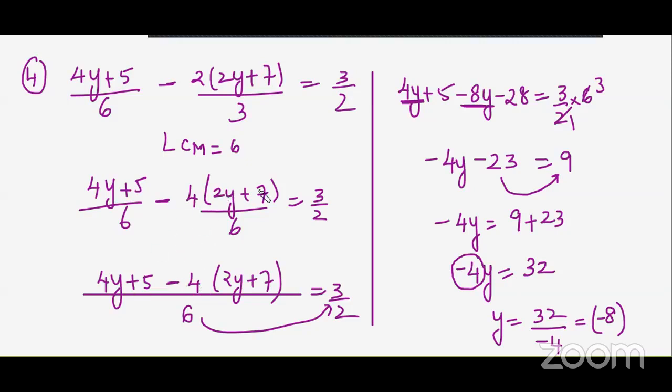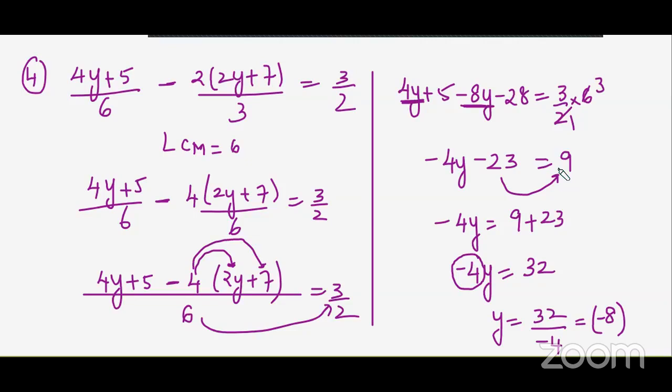Now, because 2 can divide the 6, I've simply shifted the 6 to the other side. And I've expanded the numerator. So it's 4y plus 5, as you can see here. Then minus 4 multiplied by 2, which is minus 8y, and minus 4 multiplied by 7, which is minus 28, equal to 3 divided by 2 multiplied by 6. You simplify, you get 9. Then you get a two-step equation that is minus 4y minus 23 equals 9.